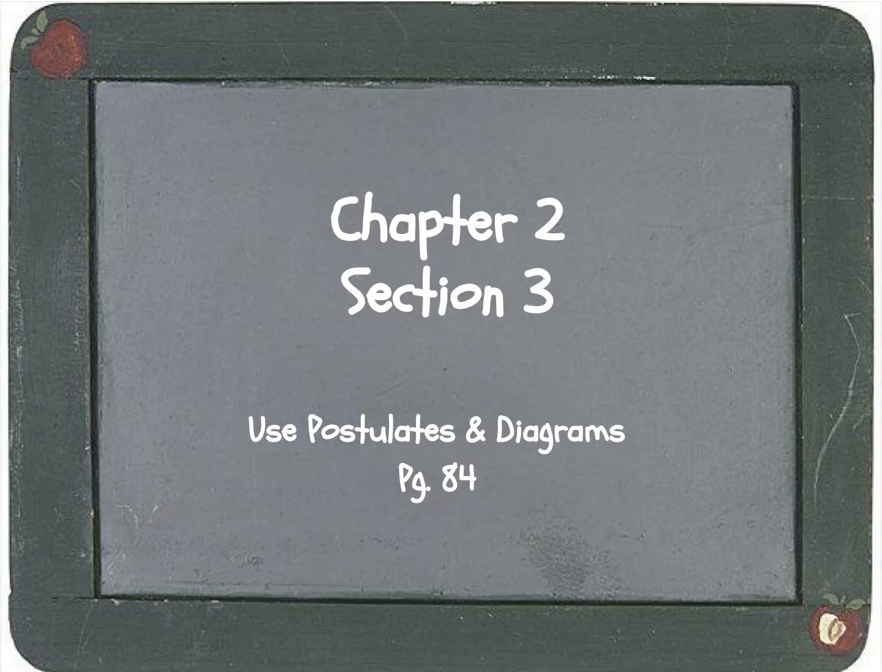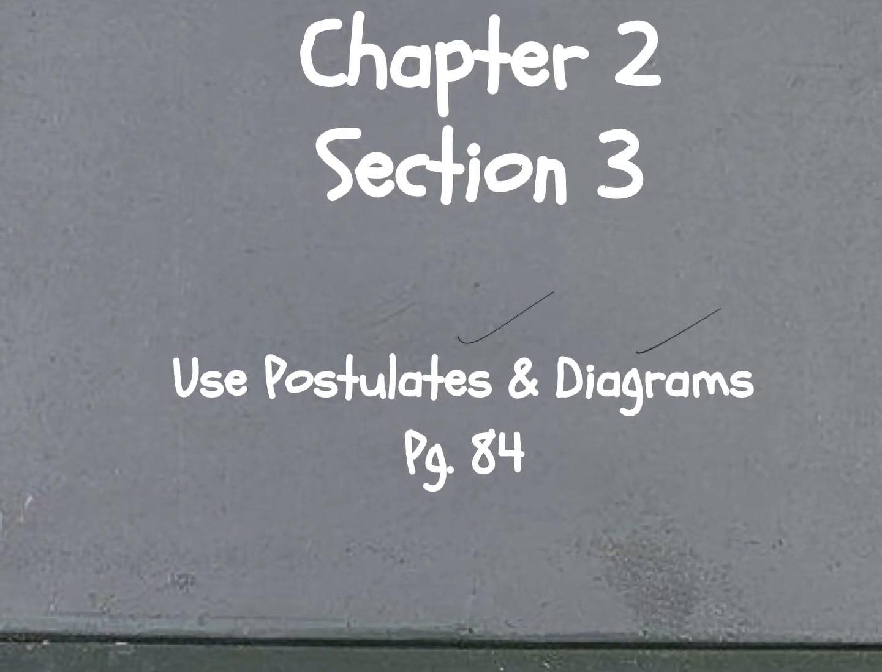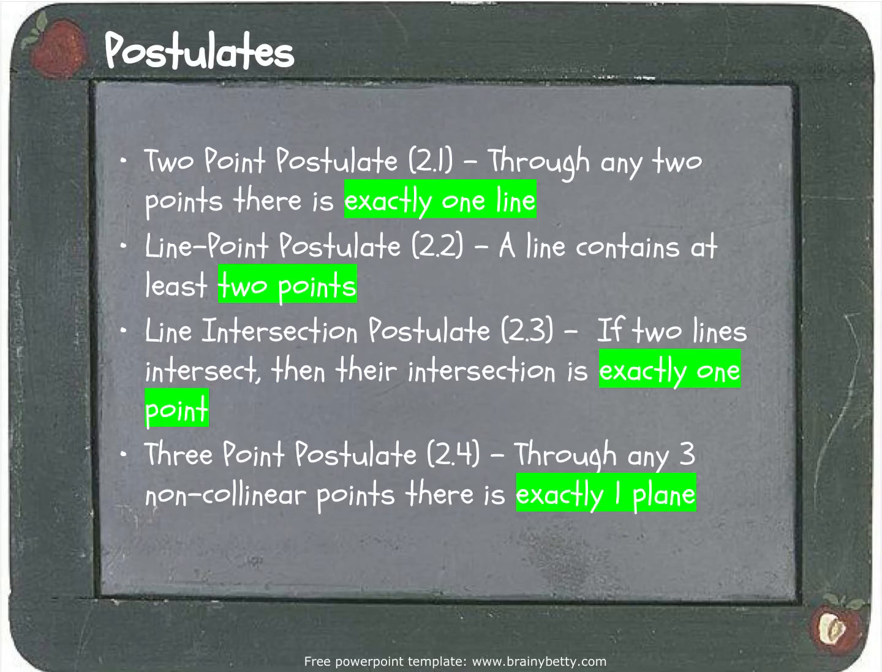Here we go. So this is chapter 2, section 3. We're going to be using postulates and diagrams. Here we go. Your first 4 postulates are these 4, okay? Now, listen. Don't write down right now. Listen to me and look me in the eyeballs. Guys, a lot of these postulates tell you exactly what they are just in the name, okay?